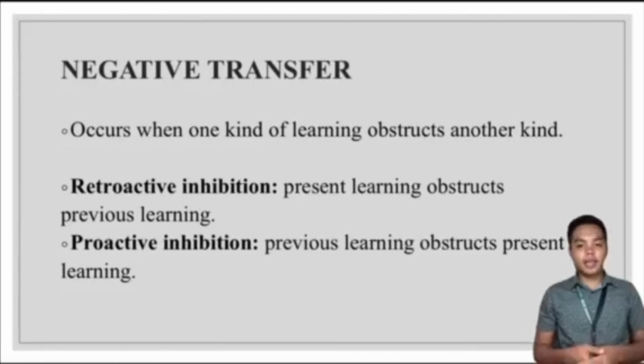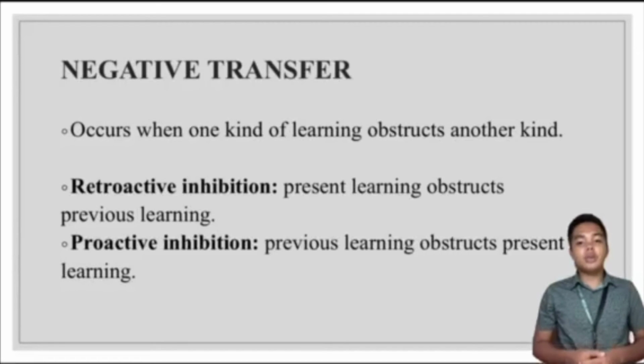So our second type of transfer of learning is negative transfer. When we say negative transfer, it is the loss of ability to learn and perform a new task as a result of mastering a prior one. Negative transfer occurs when one kind of learning obstructs another kind.